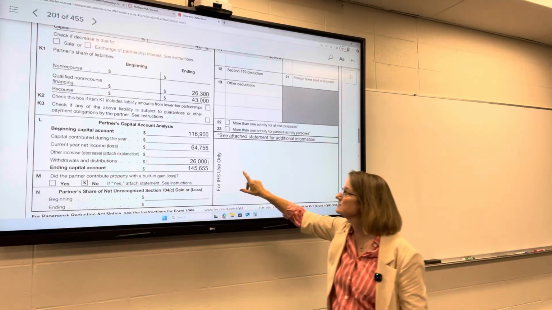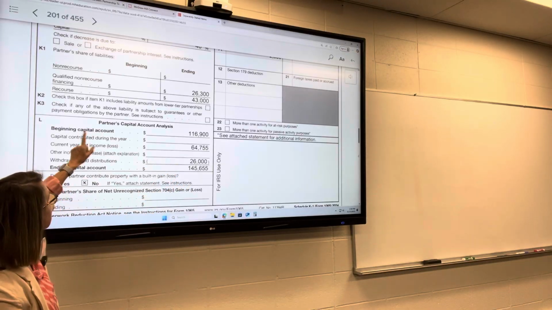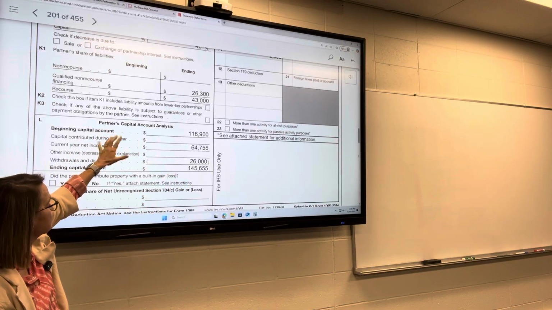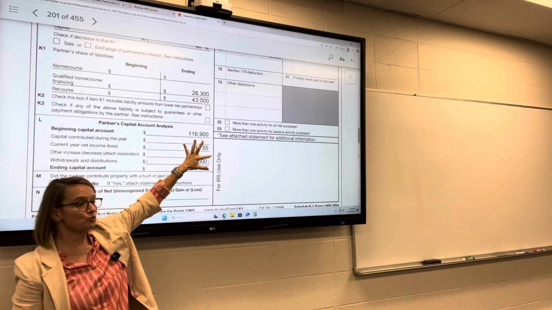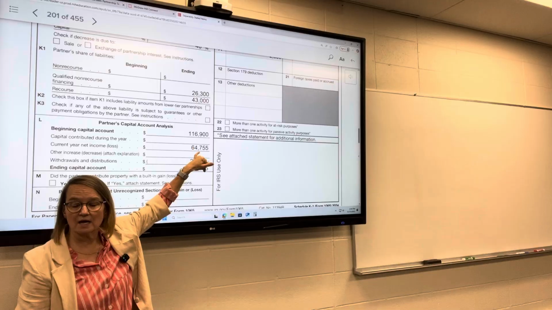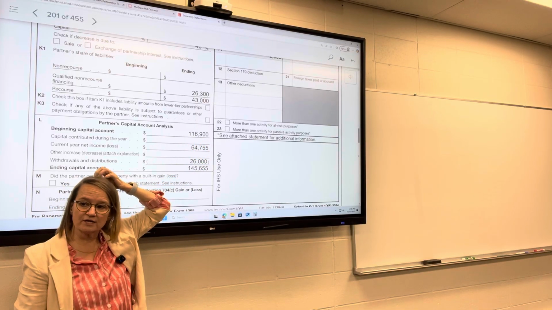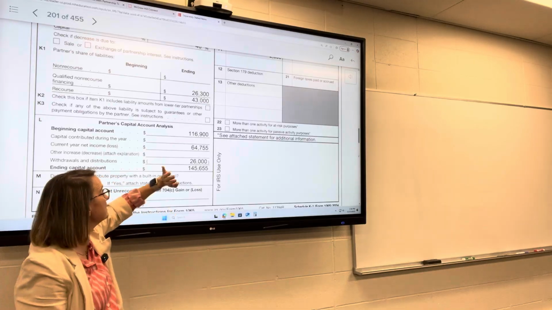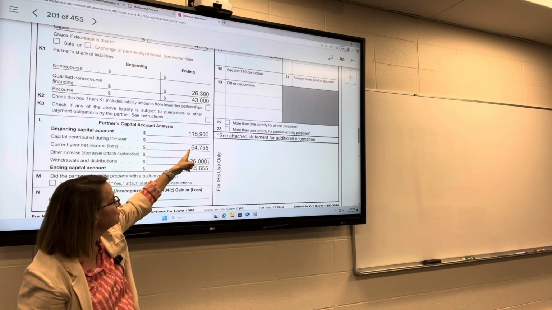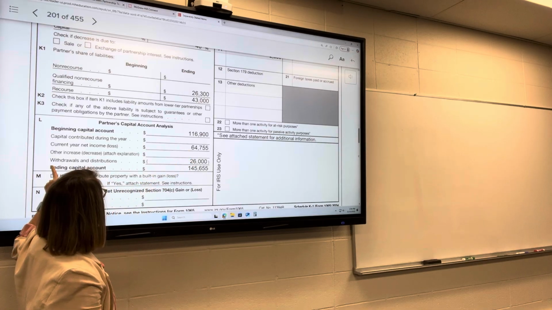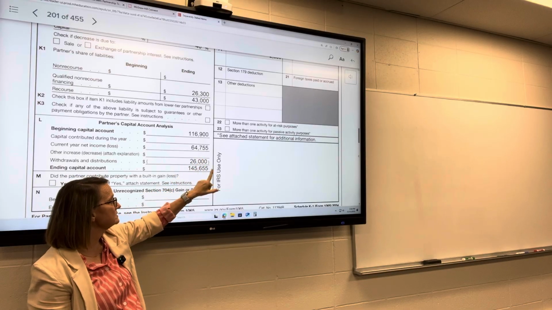Over here is essentially their basis. So their starting capital account or basis is $116,900. And this feeds into how our basis is adjusted based on events that occur throughout the life of the partnership. So you can see current year net income adds to the basis. Withdrawals, distributions, reduces the basis to get to our ending basis.